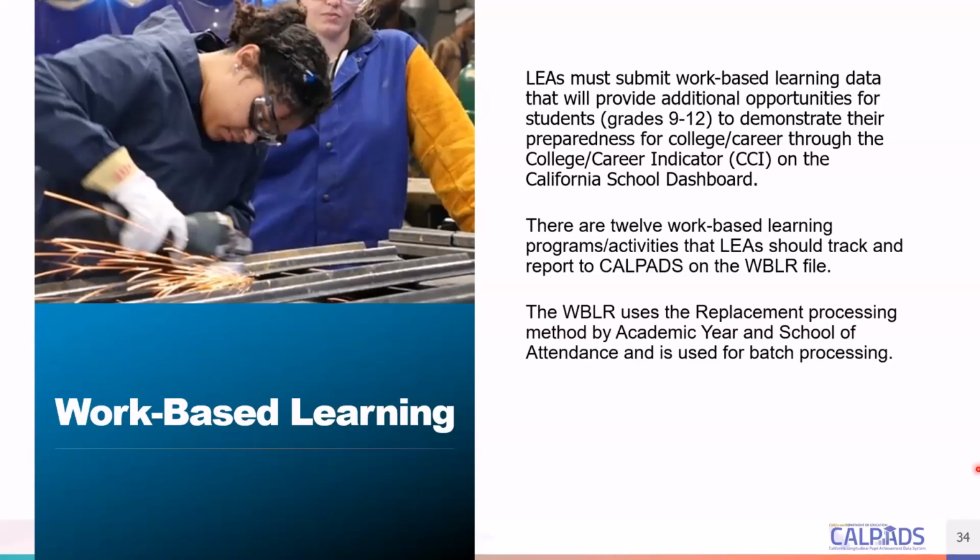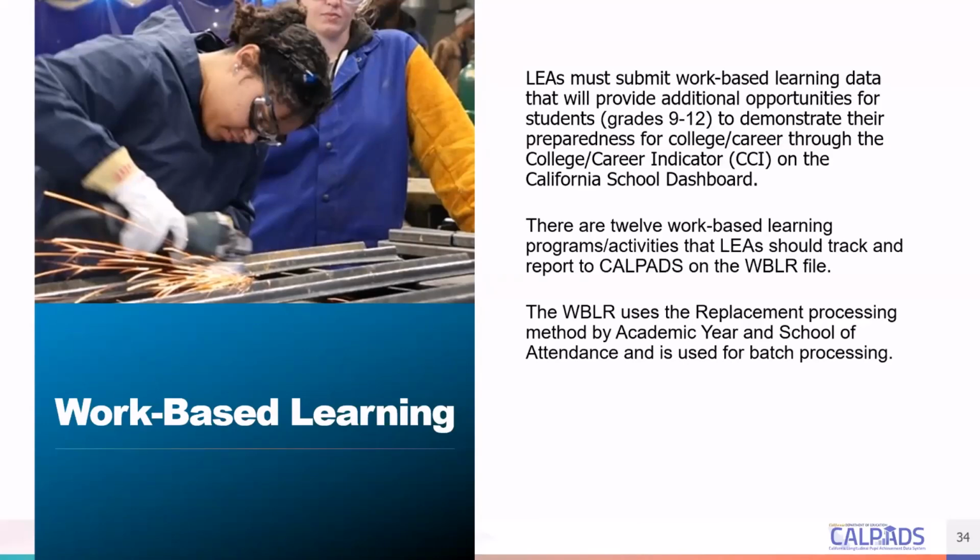This data feeds directly into the college and career indicator on the California School Dashboard. There are 12 work-based learning programs or activities that LEAs should track and report to CalPADS in the work-based learning file. These are very specific and defined in the CalPADS code sets document, and we will cover the 12 program codes in a couple of slides.